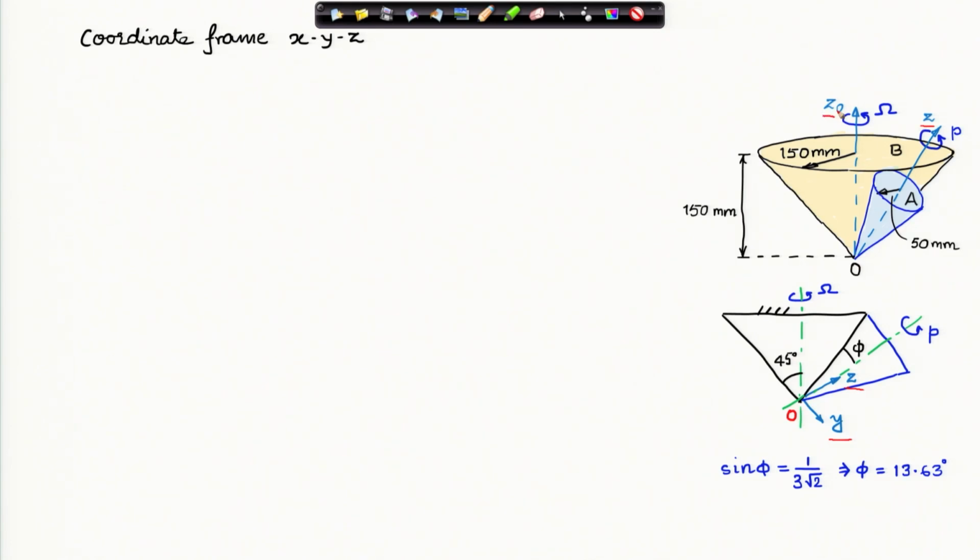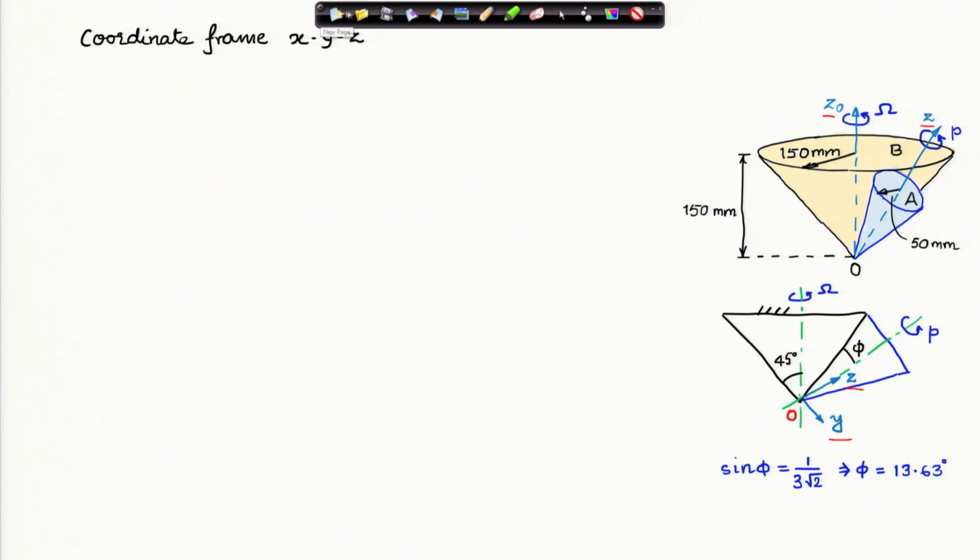Z naught is an inertially fixed direction, which is the axis of the fixed cone, and x therefore must come out of the plane of the screen. It is perpendicular to y and z and coming out of the plane of the screen. Now, we are going to express everything in this x, y, z coordinate system, which is of course a rotating frame.